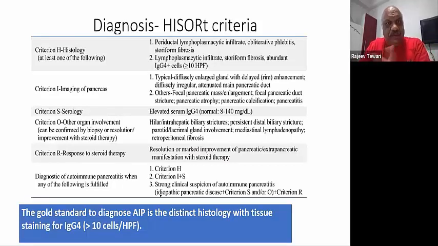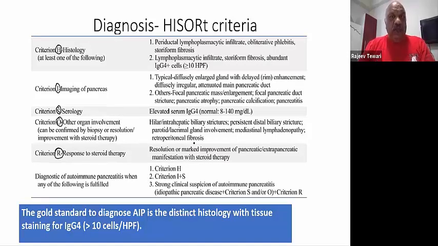H for histology, I for imaging, S for serology, O for other organ involvement, and RT is response to therapy. T is written in small, all others in capital. So in histology, we have obliterative phlebitis and storiform fibrosis. In imaging, now this is important, a sausage-shaped pancreas clinches the diagnosis. I'll show you an image also. In serology, of course, IgG4 is elevated. Other organ involvement like sclerosing cholangitis, Sjogren's syndrome, retroorbital fibrosis, all those fibrosis you may get here.